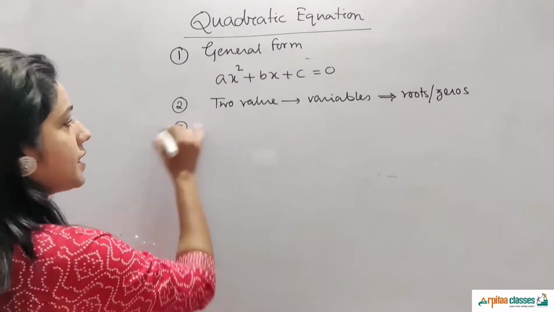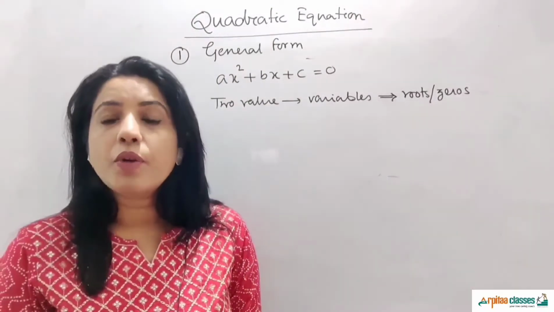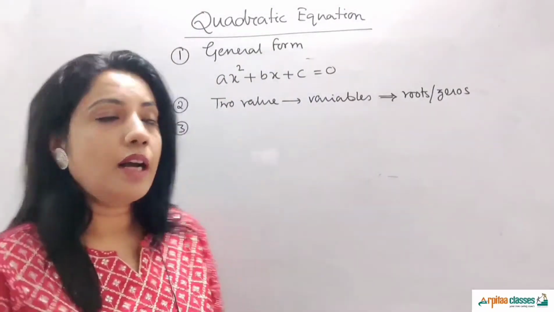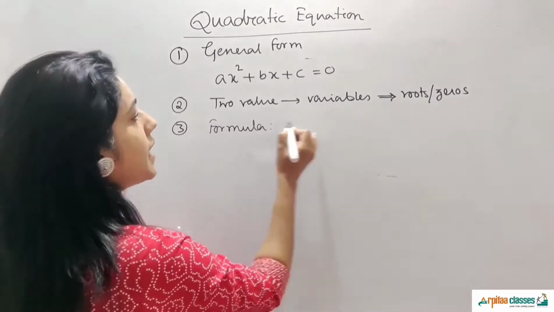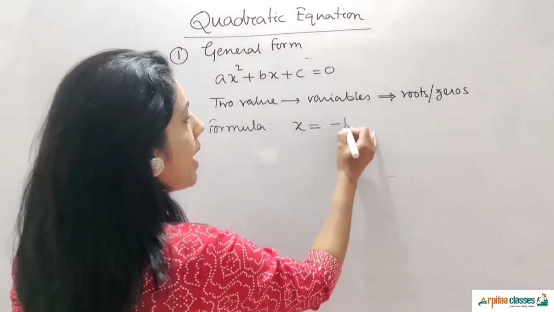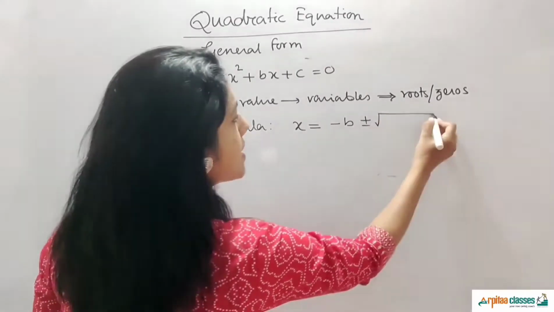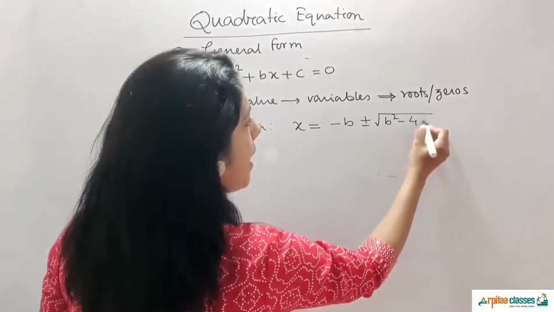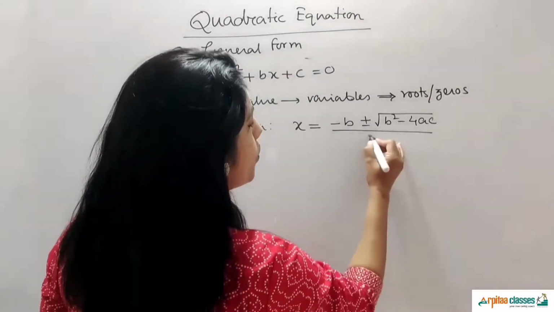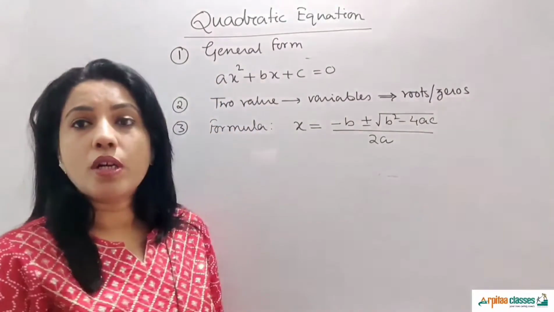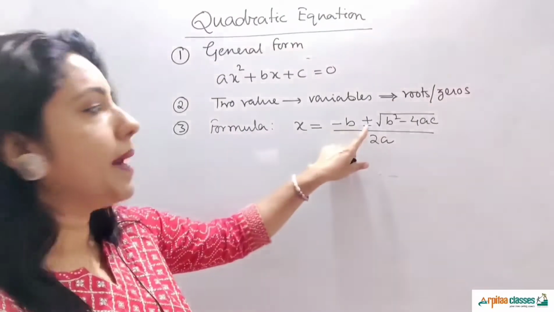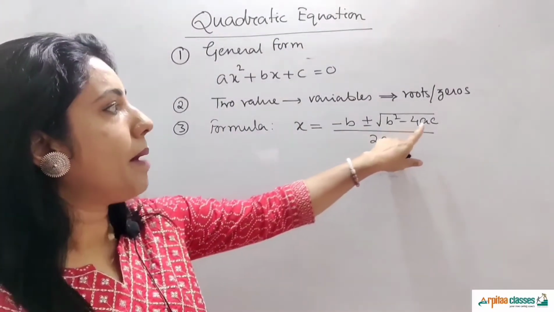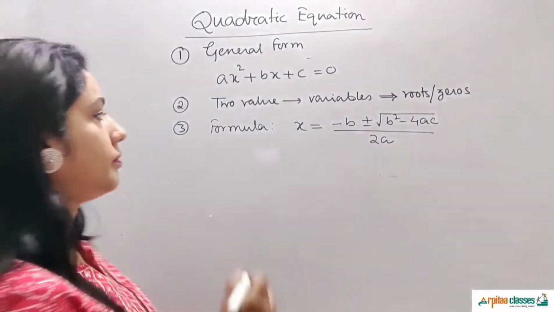Third important point is, if you want to solve the quadratic equation by formula, the formula to solve the quadratic equation is x is equal to minus b plus minus under root of b square minus 4ac upon 2a. This is called the quadratic formula, which is x is equal to minus b plus minus under root of b square minus 4ac upon 2a.